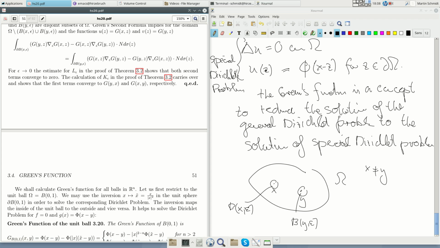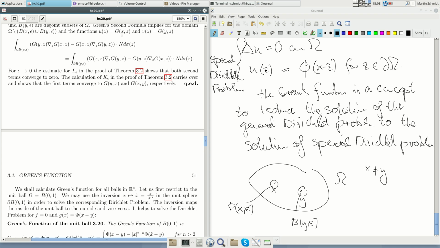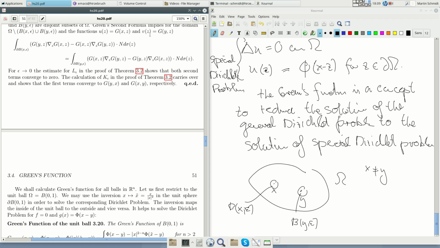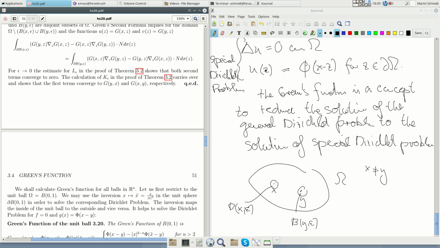And then we just insert Green's second formula. On the complement, we know that u and v are harmonic, by definition of the Green's functions, so we only get boundary terms. We have no boundary terms at the boundary of omega, because at the boundary of omega both Green's functions vanish. So we get only the boundary terms of these two balls.